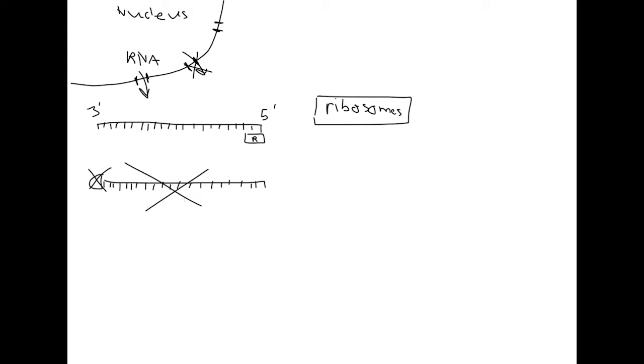Another control factor in translation is localization. And localization basically just is localizing RNA, so moving an RNA around the cell to where it needs to be. And sometimes this can affect whether or not it's translated or not.